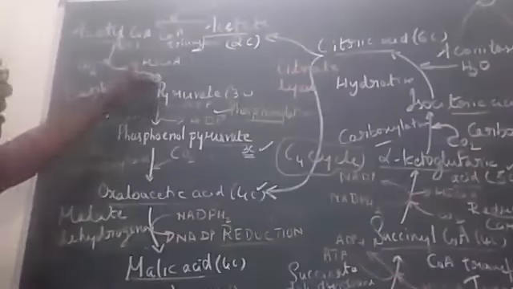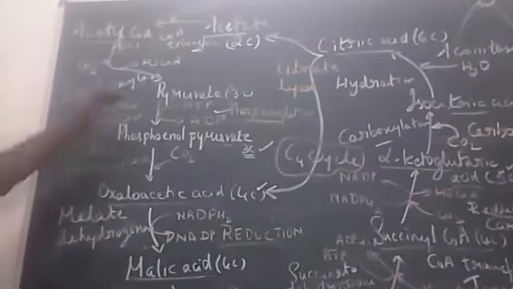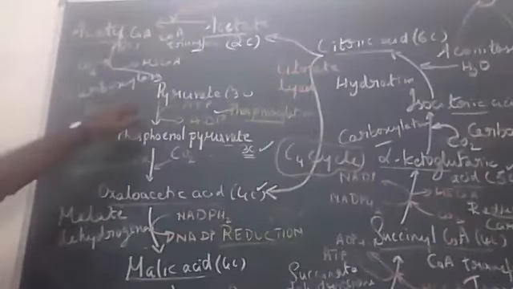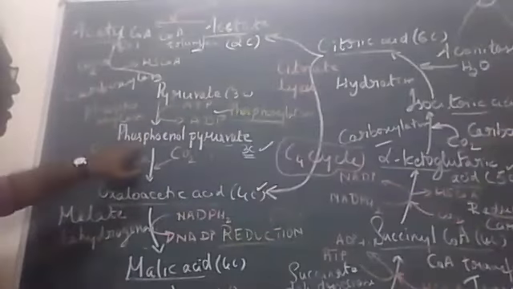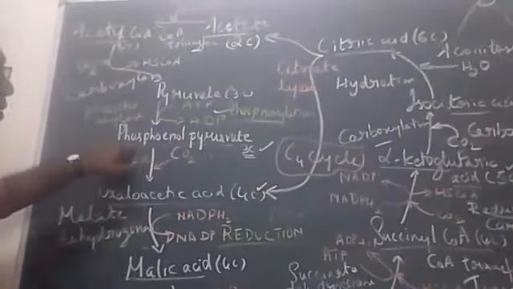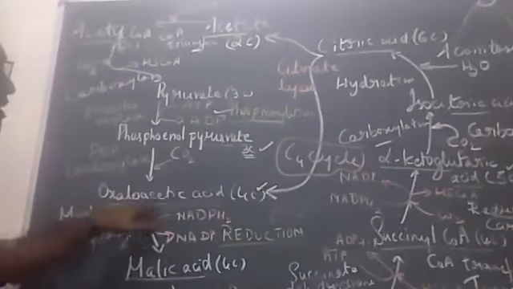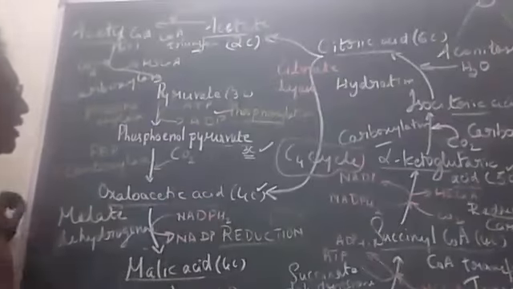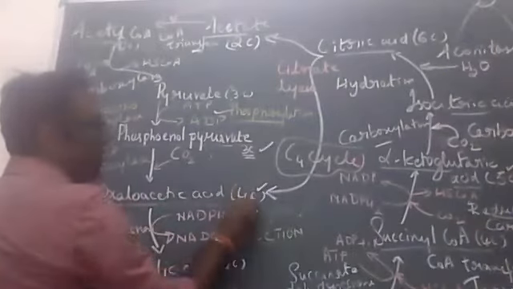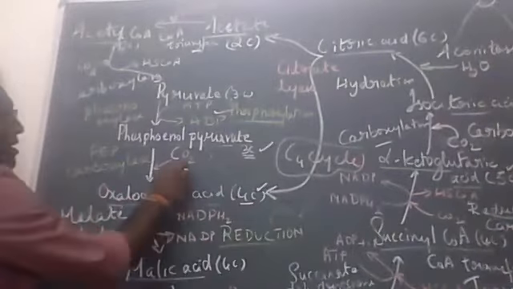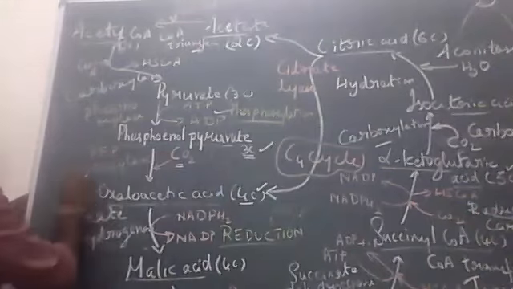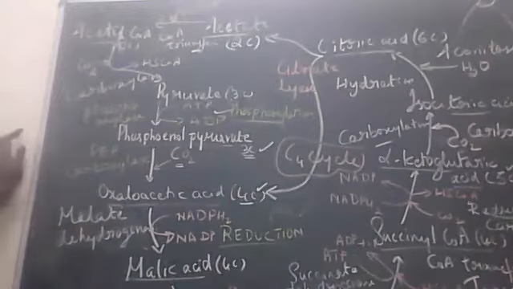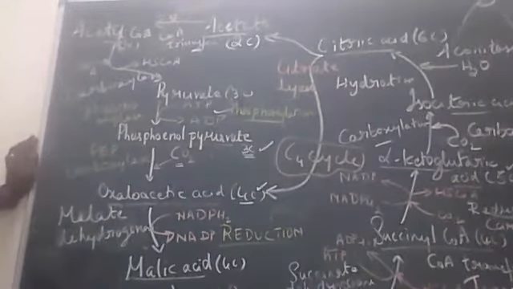All of you concentrate only on this. Don't worry about the other things. As I'm going, you just observe. Pyruvic acid became phosphoenol pyruvate. Phosphoenol pyruvate, 3-carbon, became oxaloacetic acid, 4-carbon. So you can see that 3-carbon became 4-carbon. Addition of carbon dioxide is seen in the presence of PEP carboxylase.